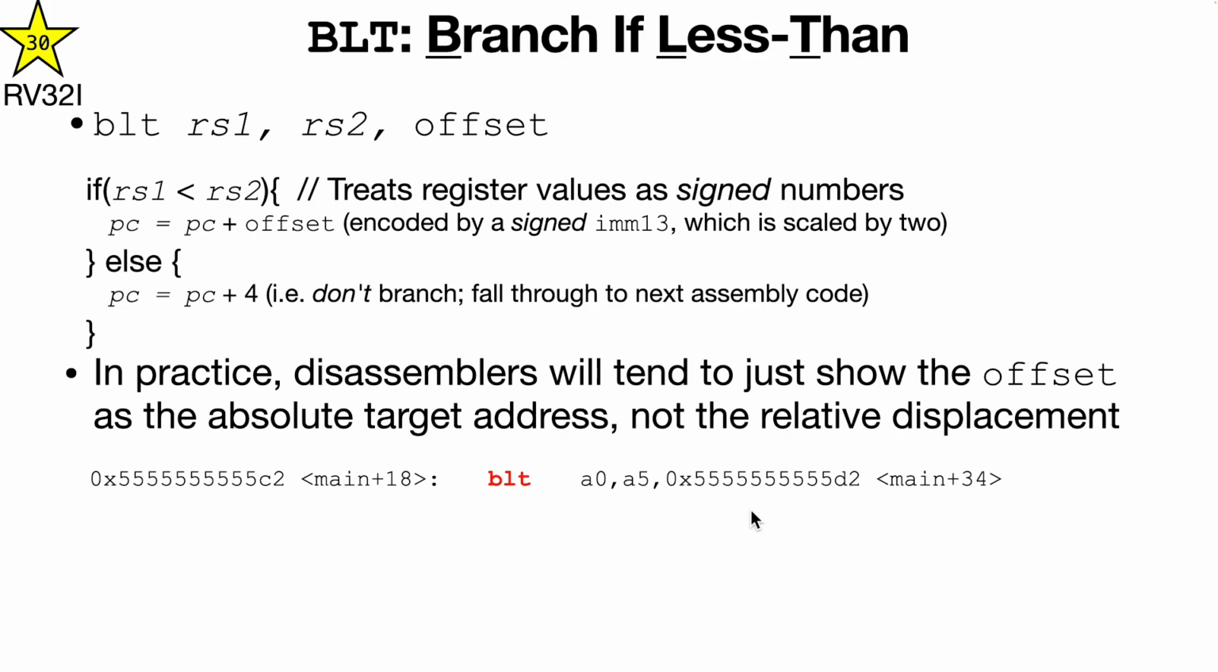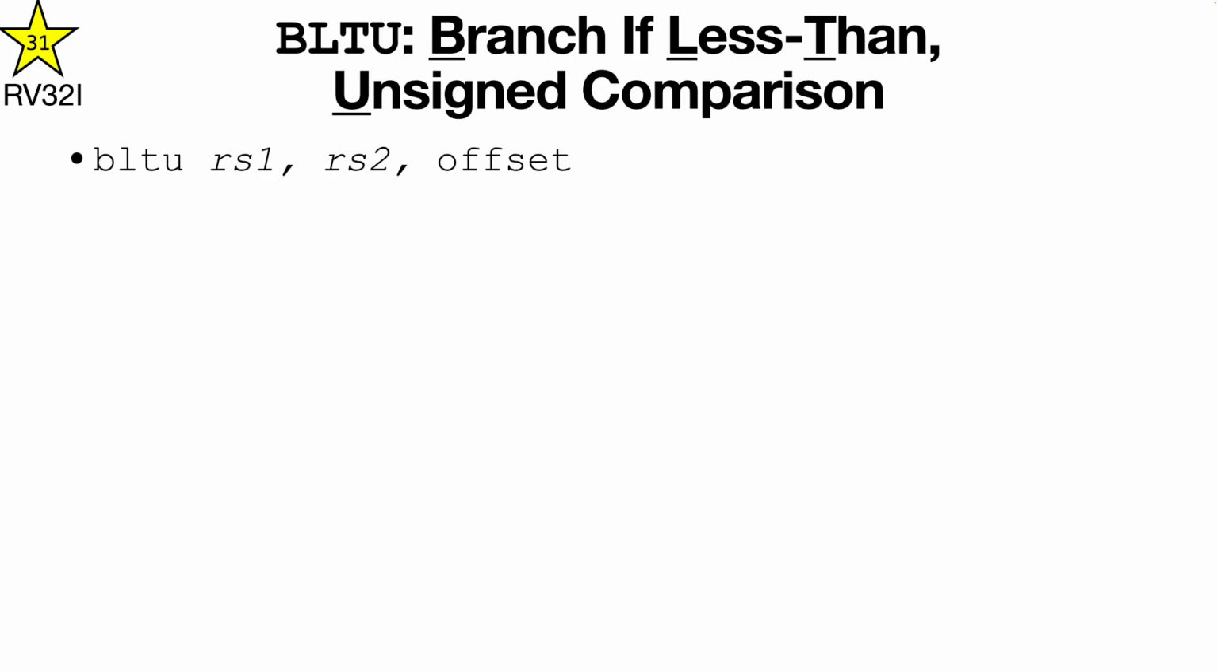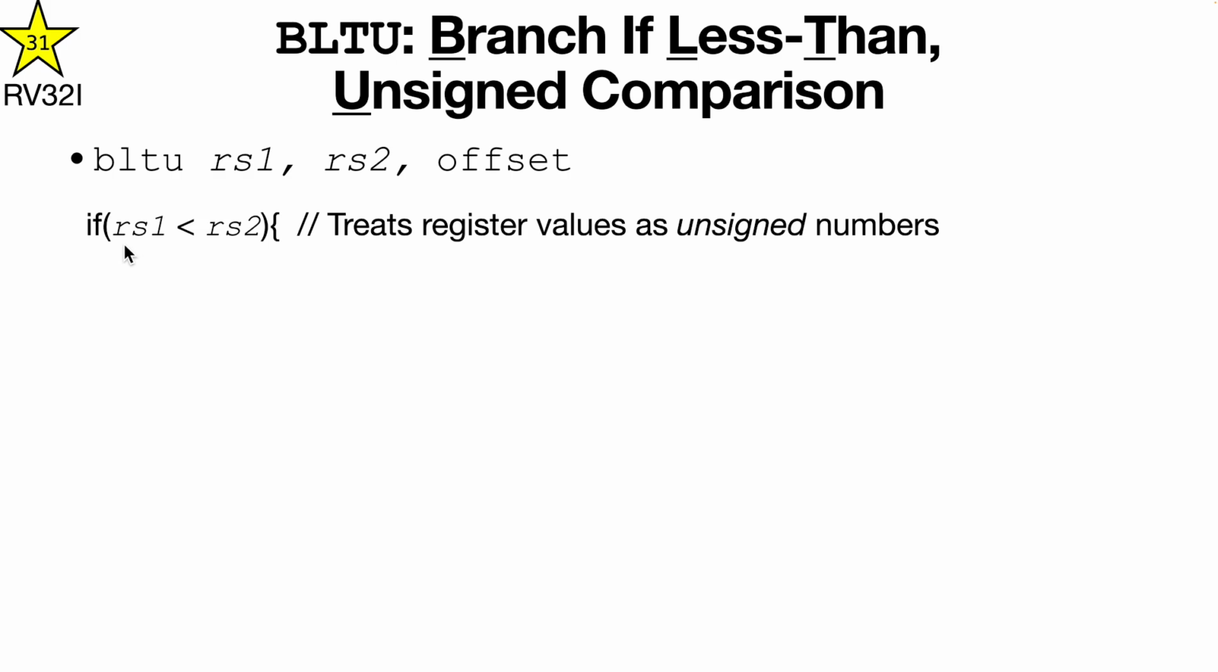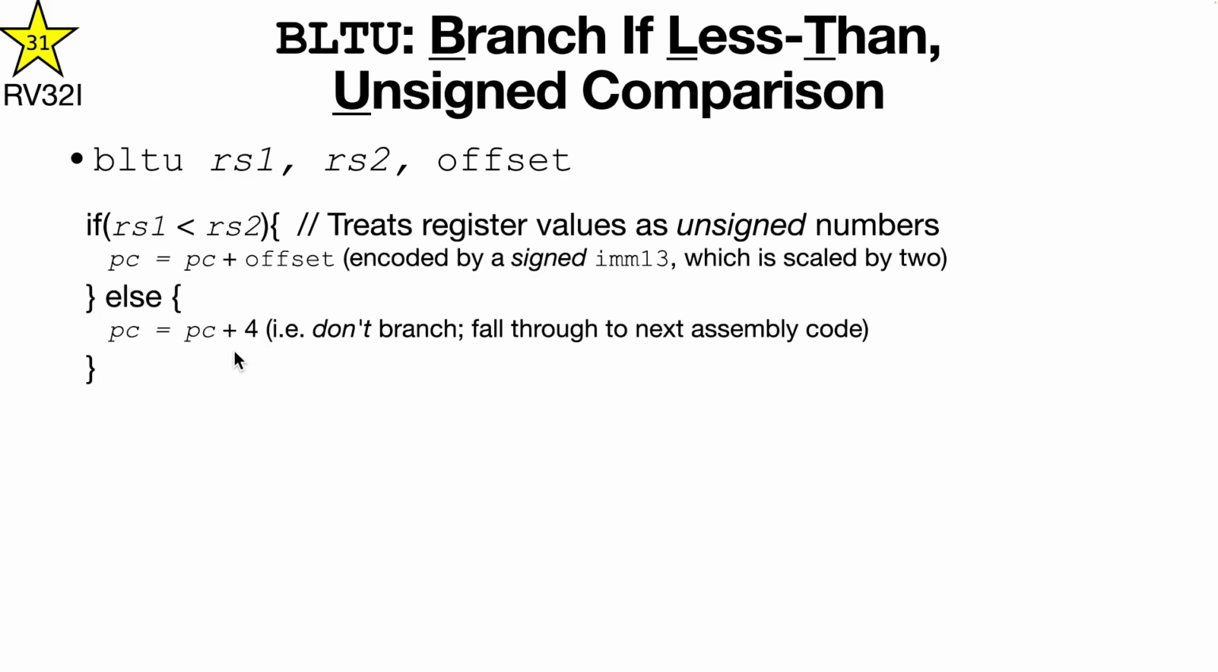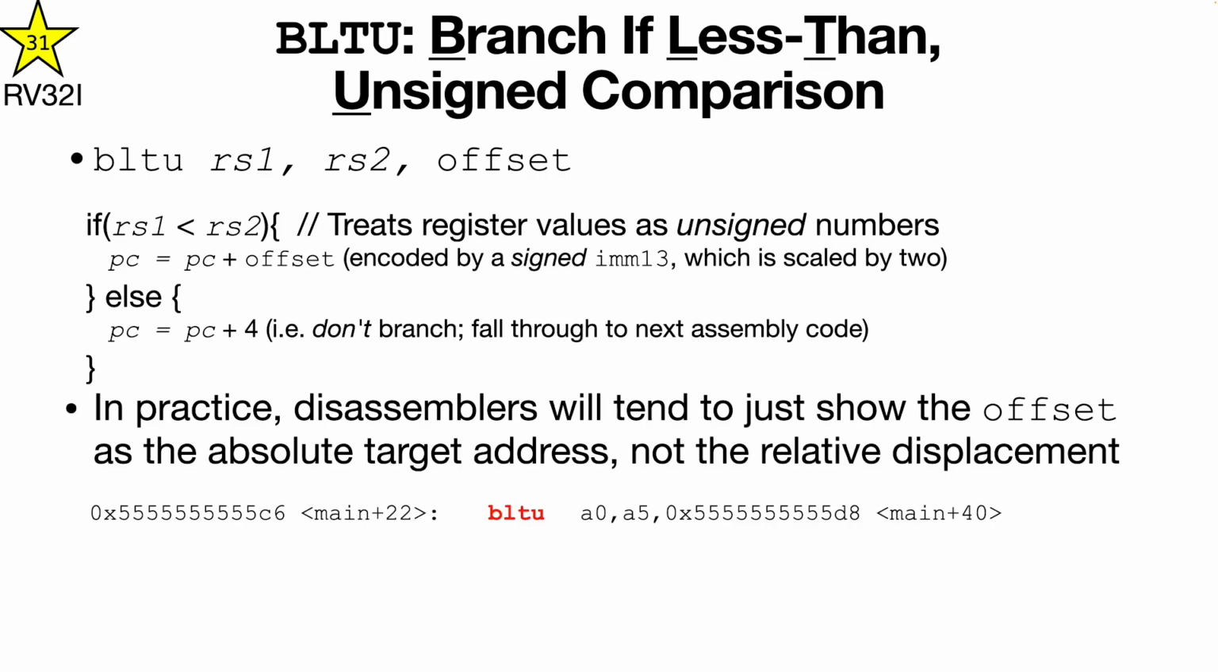Once again, always with these branch assembly instructions, you're going to see an absolute address. And branch if less than unsigned comparison, same deal, is RS1 less than RS2, but treated as an unsigned comparison. If so, branch to the offset. If not, fall through to the next assembly instruction. As always, expect that you're not going to see an offset. You're going to see an absolute address in the disassembler.